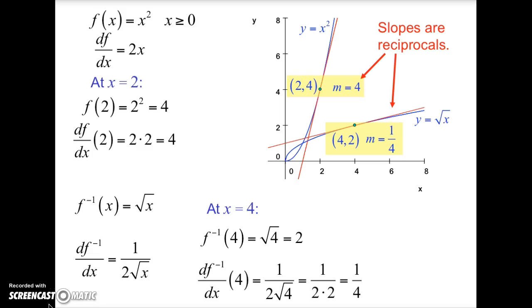I want to be very careful to point out that you have experience in the past of finding the slope of a line and then finding the slope of a perpendicular line by finding the opposite reciprocal. Notice there's no oppositing here. And notice these two lines, the two tangent lines, are not perpendicular. So this process has nothing to do with perpendicular lines. But the slopes of inverse functions at corresponding points are reciprocals.